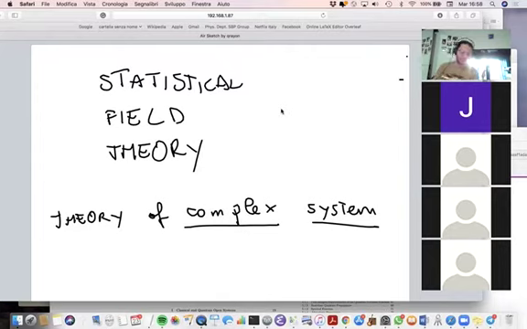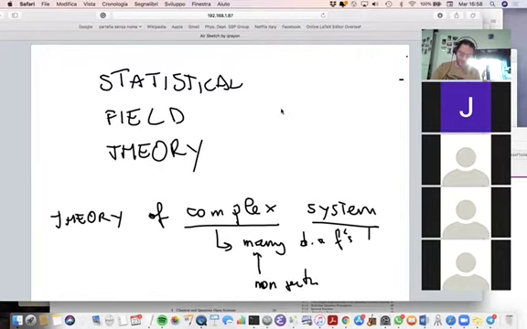So for us, first of all, a complex system is a many-body system, many degrees of freedom. But these degrees of freedom must have an important property. They must be non-perturbatively interacting. So what does non-perturbative mean? Well, for those of you who have a strong background in quantum mechanics, it means that you cannot apply perturbation theory.